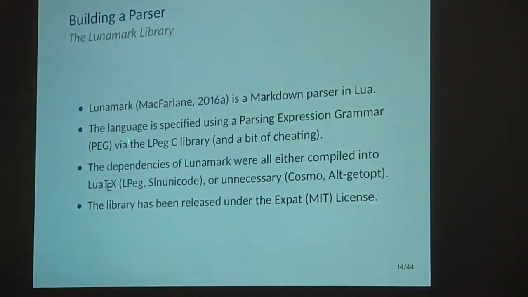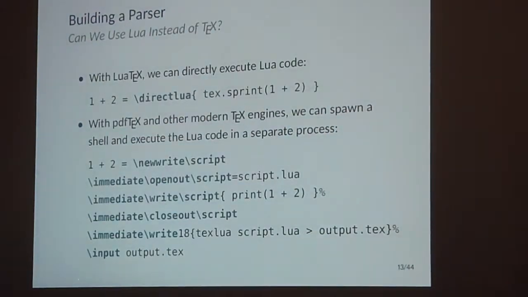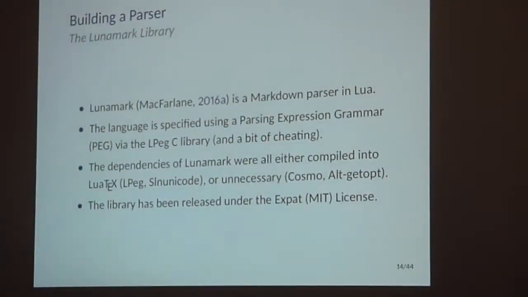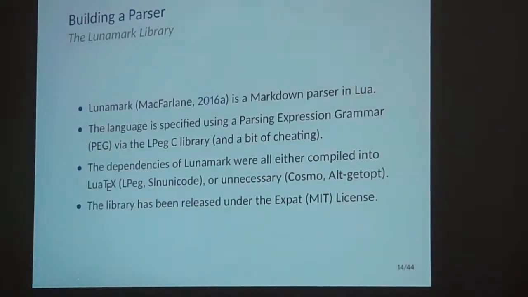And the nice thing about LunaMark was that its dependencies were either all compiled into LuaTeX, such as the LPEG library for the parsing or SLN Unicode, or unnecessary. There were some libraries which just added some functionality which I did not need, so I got rid of them. And the nice thing was also that the library had been released under the MIT license, which allowed me to incorporate it and sub-license it under the LaTeX project public license.